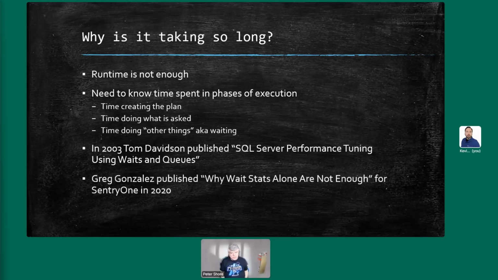To counterbalance it, though, Greg Gonzalez published a blog post as to why wait stats alone are not enough. So while I'm focusing on wait stats, I will occasionally remind you that we should not look at them blindly. I want you to keep in mind that wait stats are very useful, but they're only one source of information.